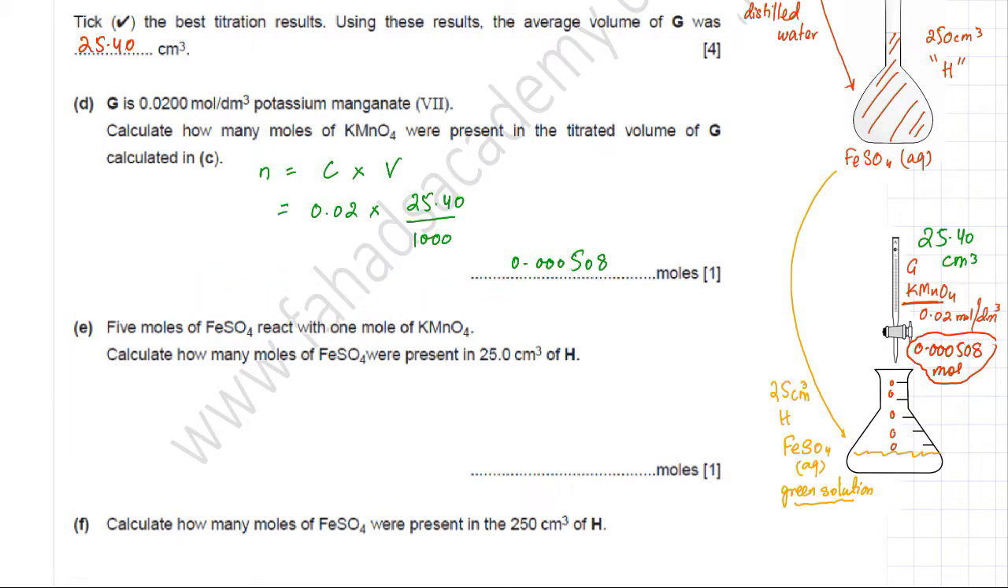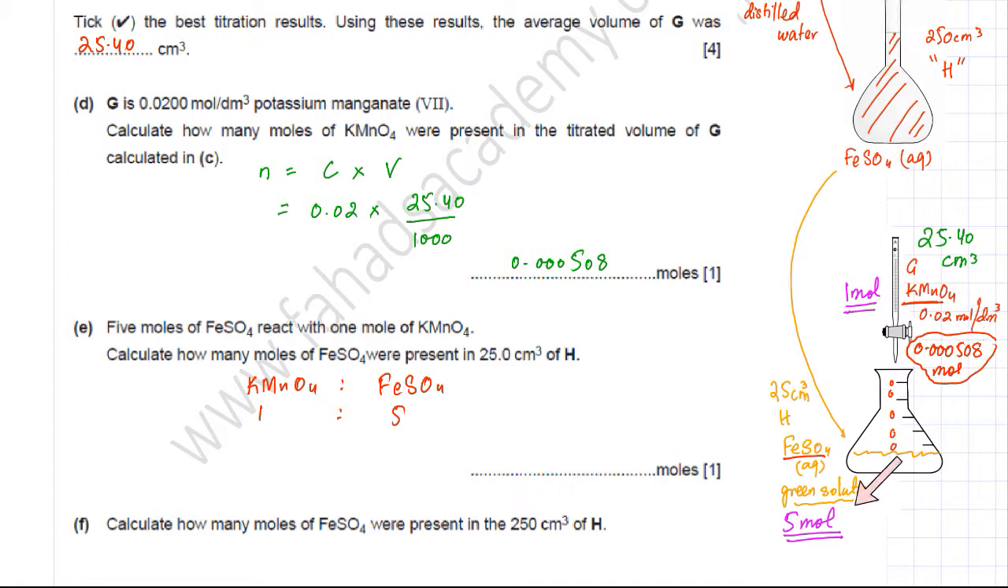Now in the next part E, the information that's given is that 5 moles of FeSO4 react with 1 mole of KMnO4. So the ratio of KMnO4 reacting with FeSO4 is given. We are basically doing a titration where KMnO4 is reacting with the FeSO4 that's present over here. 1 mole of KMnO4 ends up reacting with 5 moles of FeSO4. So it's 1:5.